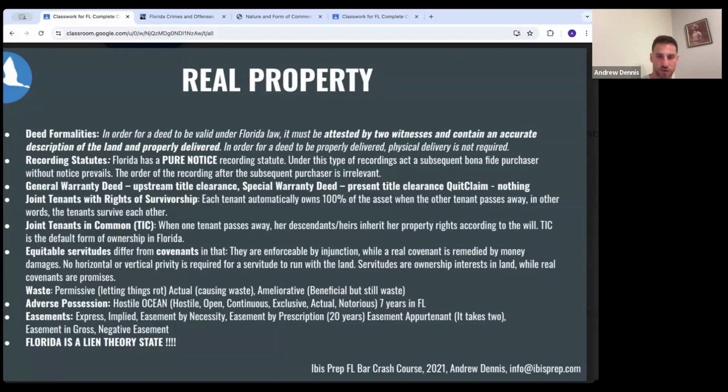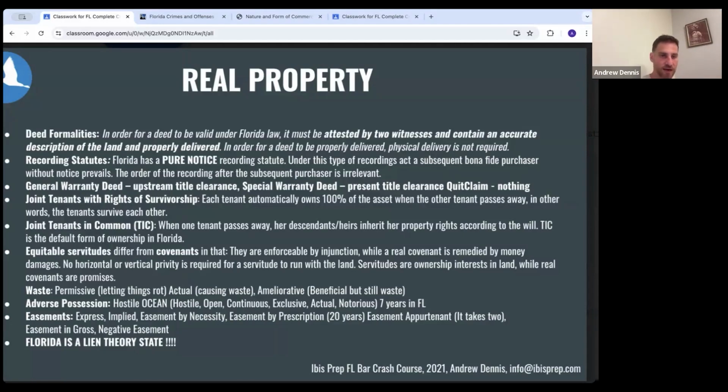So equitable servitudes versus covenants. Equitable servitudes are enforceable by injunction. Real covenants are remedied by money damages. You don't need privity for servitudes to run with the land. And servitudes are ownership interests in land, while real covenants are promises. The privity requirements have been relaxed too about the burden and the benefit, and just know that for covenants and equitable servitudes to run with the land, there needs to be intent and notice, and it needs to touch and concern the land.